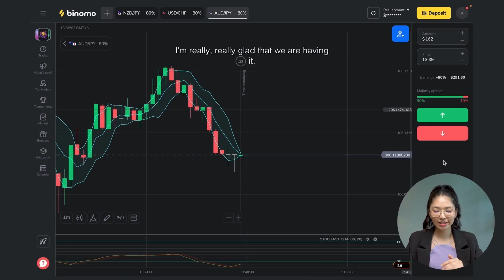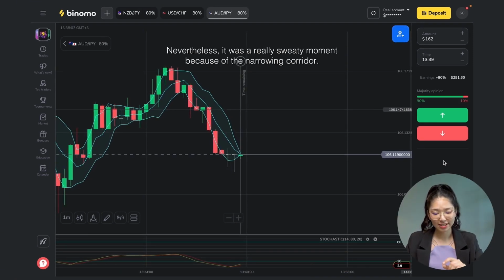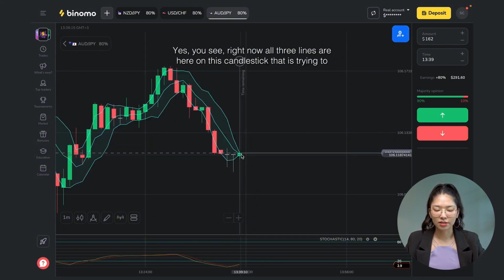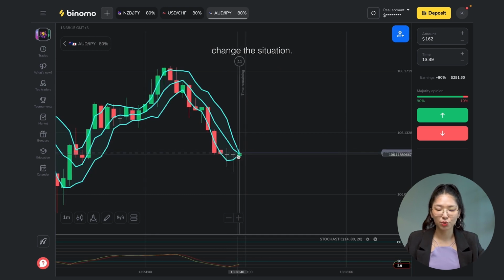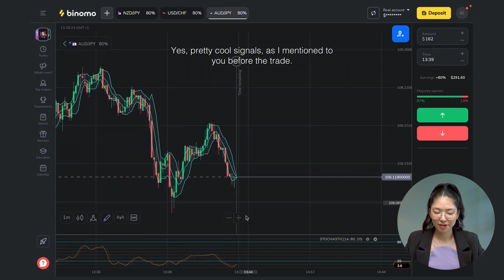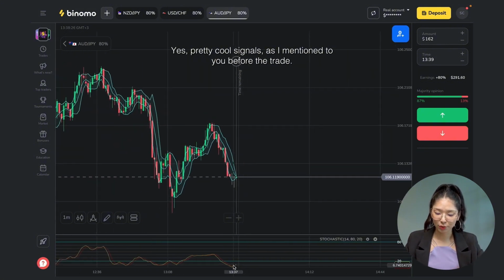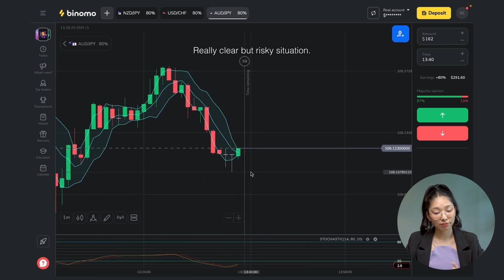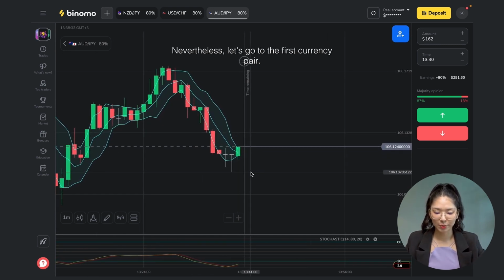So I'm really glad that we're having it, and nevertheless, it was really a sweet moment because of the Bollinger corridor. So we see right now all three lines are here on this candlestick that is trying to change the situation, and stochastic oscillator was also showing me pretty cool signals as I mentioned to you before the trade. So really curious about the next situation. Nevertheless, let's go to the first currency pair.